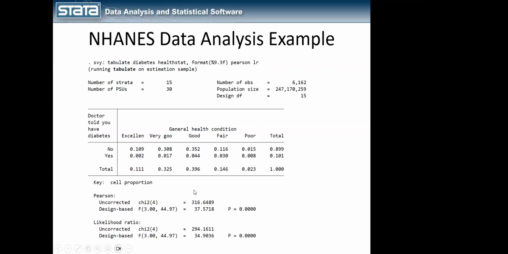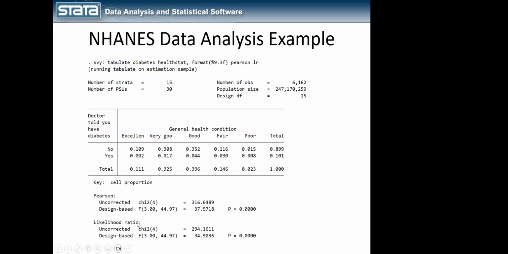So that's the Pearson chi-squared value we would get if we just did regular old tabulate. We do not want to report that. What we want to report is the design-based F statistic and its p-value. Notice we don't give you the p-value for that chi-square, only for the design-based F statistic. So that is what you need to report if you want to look for association between diabetes and health status here.